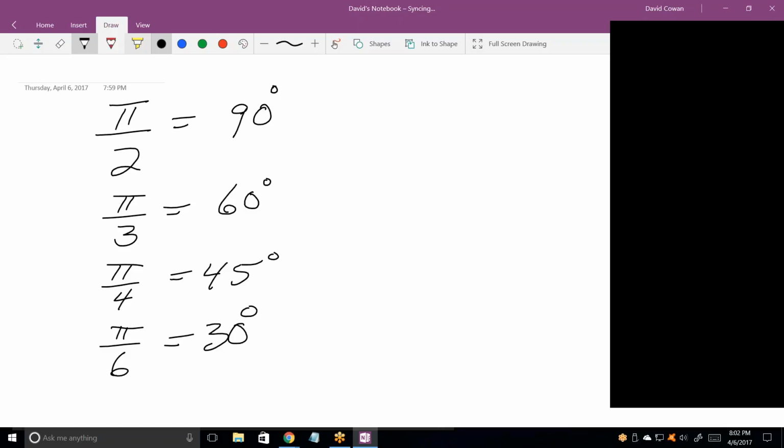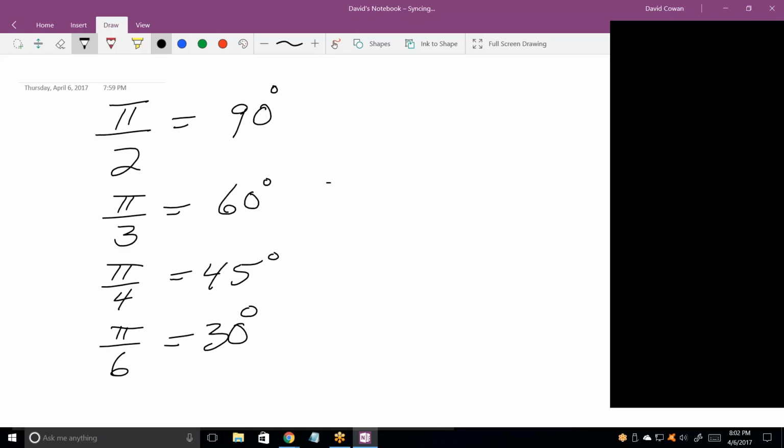You see the magic? Those two numbers multiply to 180. Those two multiply to 180. Those two multiply to 180. Those two multiply to 180. So as long as you just have a pi in your numerator, it's a terrifically easy conversion.